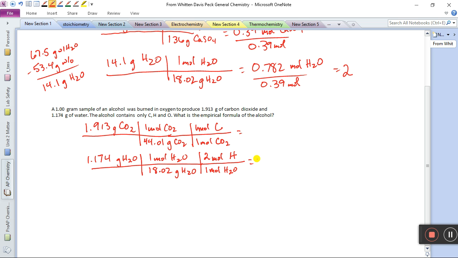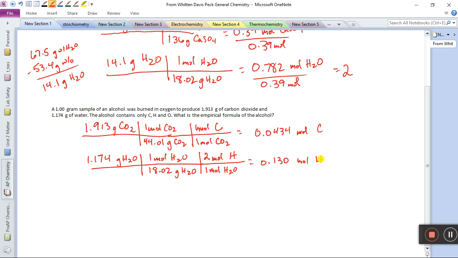Alright, do we have moles of carbon and or moles of hydrogen yet? Carbon is 0.0434 moles. Hydrogen, 0.130. So this is moles of carbon and moles of hydrogen. Now, in addition to knowing how many moles we have of each of these, how are we going to determine how much oxygen we had?